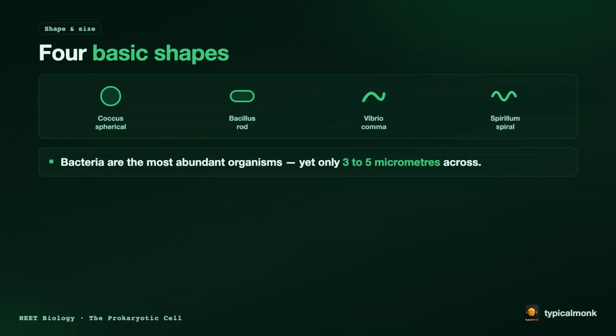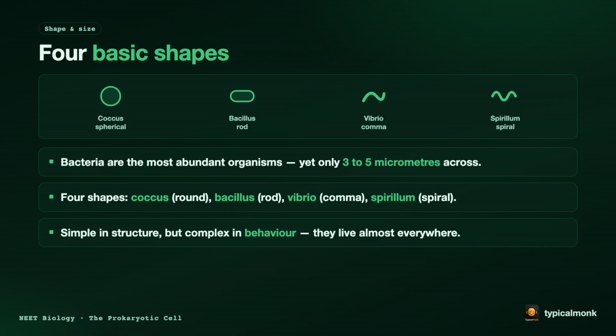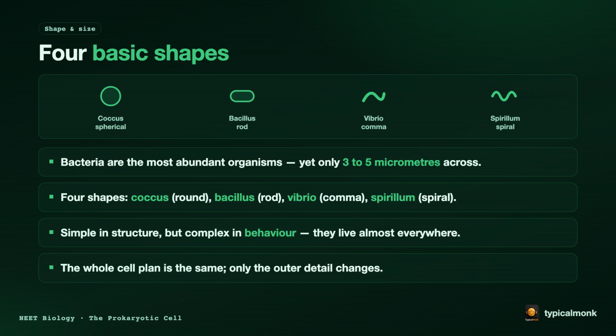Bacteria are the most abundant organisms on Earth, but they are easy to recognize because they have just 4 basic shapes. They are very small, only 3 to 5 micrometers. Remember 4 shapes: coccus, that is round; bacillus, that is rod-shaped; vibrio, that is comma-shaped; and spirillum, that is spiral. Simple in structure, but complex in behavior. They survive almost everywhere. The whole inner plan stays the same, only the outer form changes.